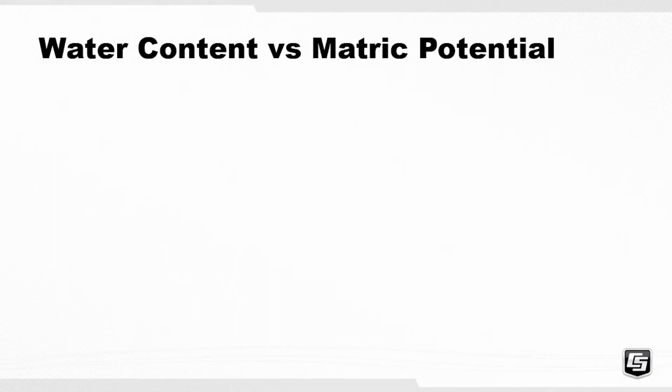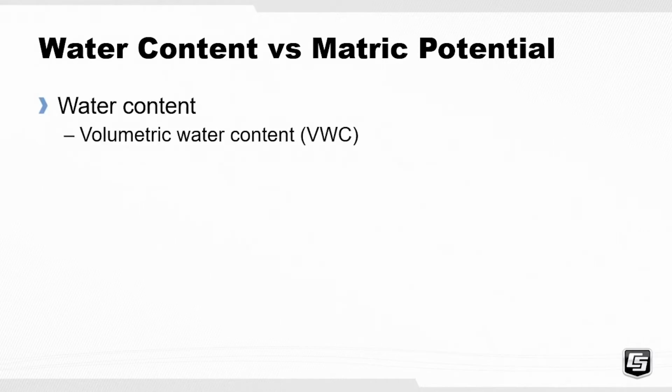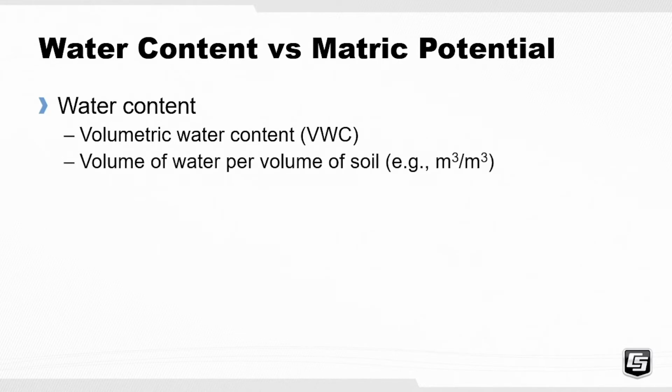There are two primary ways of measuring water in the soil. One is water content, and the other is matrix potential. So water content, or better put, volumetric water content, VWC for short, is the volume of water per volume of soil, usually expressed as cubic meters per cubic meters, water per total volume. So how much total water is present?